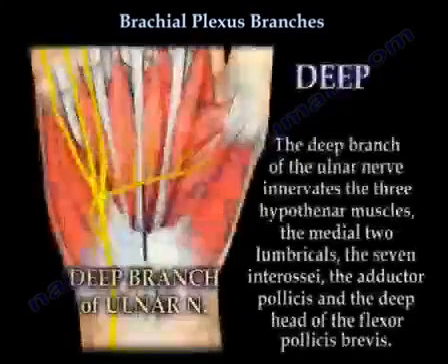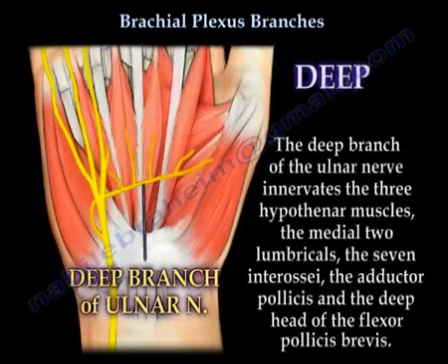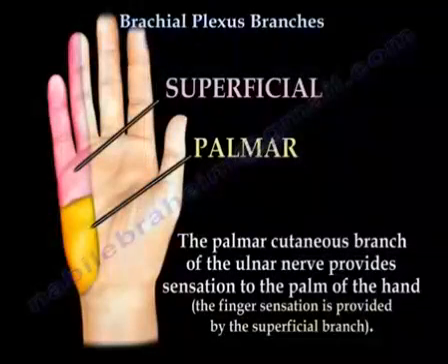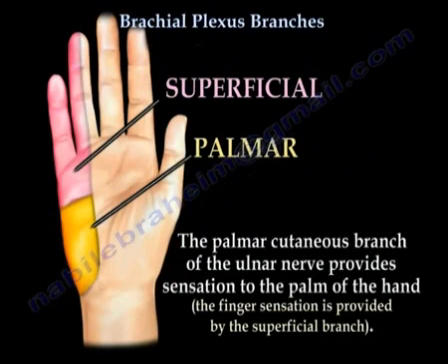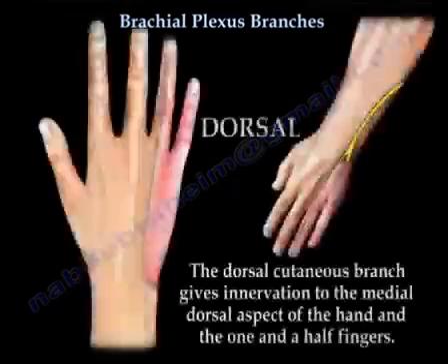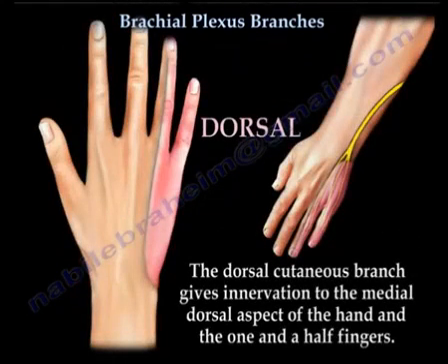The deep branch of the ulnar nerve innervates the 3 hypothenar muscles, the medial 2 lumbricals, and the 7 interossei, the adductor pollicis, and the deep head of the flexor pollicis brevis. The palmar cutaneous branch of the ulnar nerve provides sensation to the palm of the hand. Finger sensation is provided by the superficial branch. The dorsal cutaneous branch gives innervation to the medial dorsal aspect of the hand and 1½ of the fingers, the ulnar fingers.